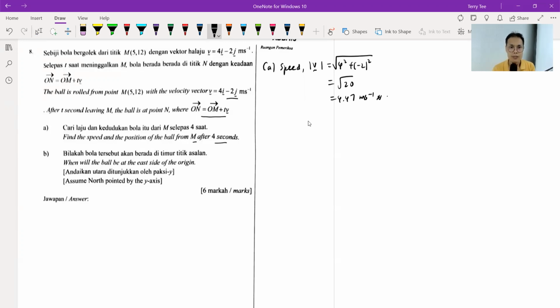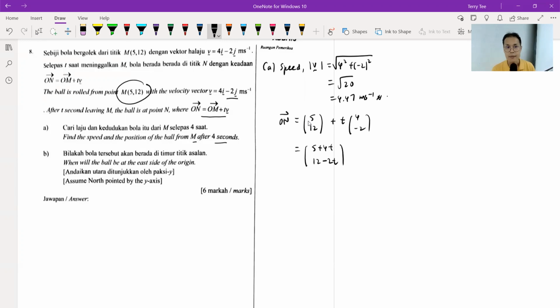Now, how do you find the position vector? To find the position of the ball, we know ON equals OM, the original position given here, (5, 12), plus t multiplied with the velocity. Velocity is (4, -2). I'm writing in column vector because it's easier compared to using ij, where you have to underline the i and j, so it's a bit troublesome. I like to write in this form: (5 plus 4t, 12 minus 2t).